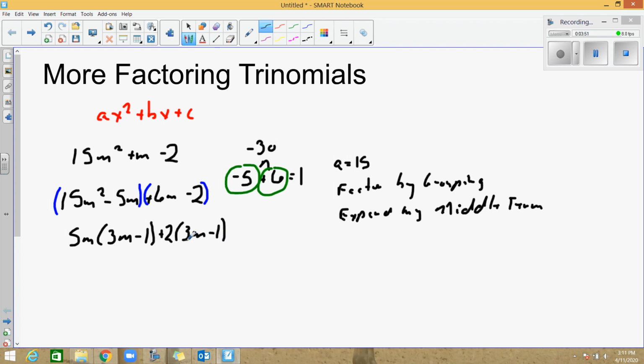And as you see, my groups, so here's the grouping part, factor those out. When I factor this out of here, it leaves me with that 5m. When I factor the 3m minus 1 out of here, it leaves me with plus 2. And as you can see, there's my binomial product.